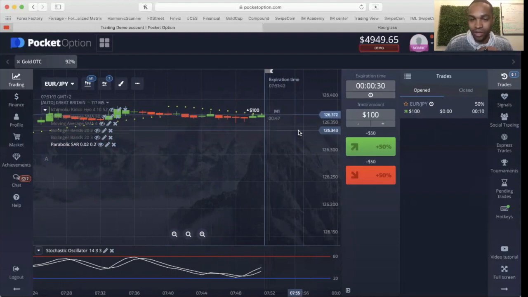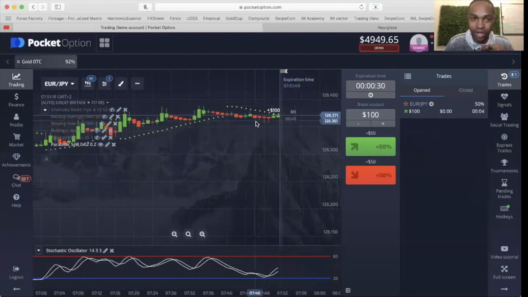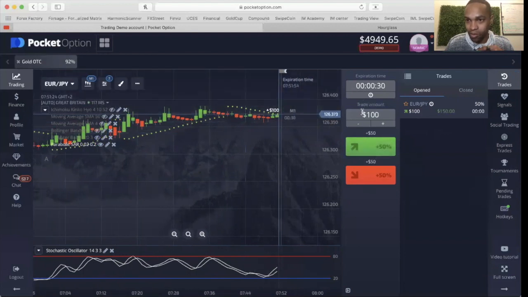There are different strategies that you can use to increase the probability of your trade. I just blindly took the trade so you guys can see it, but I just wanted to show you the format and show you how things work. So this is the main tab right here.